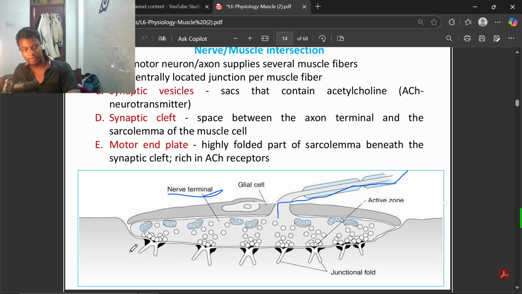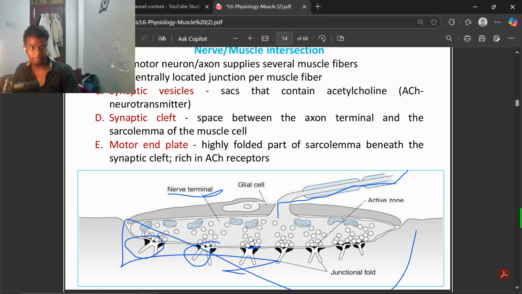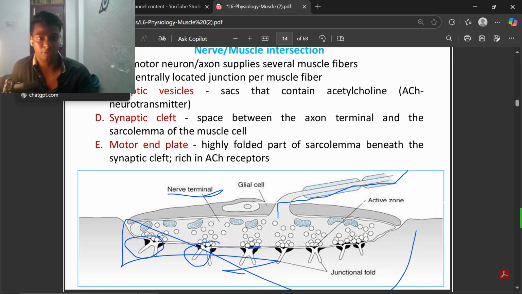Yeah, of course. What happened is that this action potential triggers the calcium ion channel to open. This is the calcium ion channel. By the way, these are the muscle; these have nothing to do with the synaptic. We will come to that later.